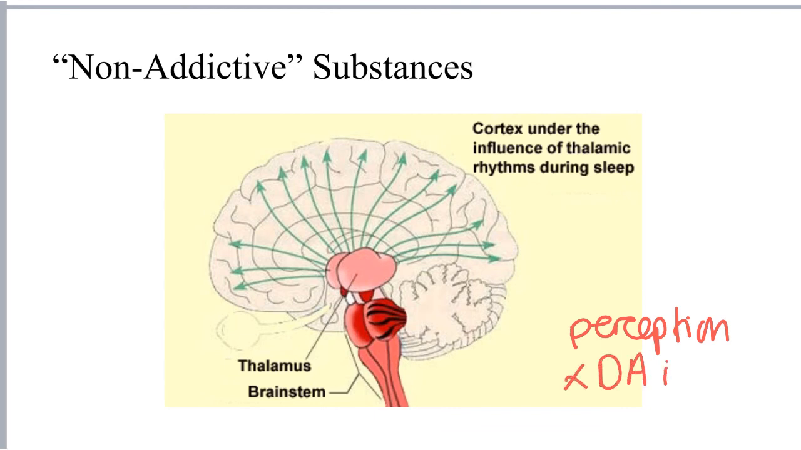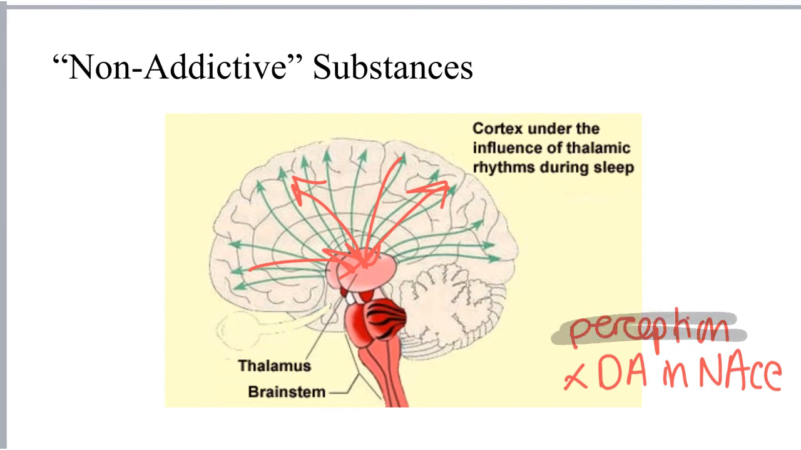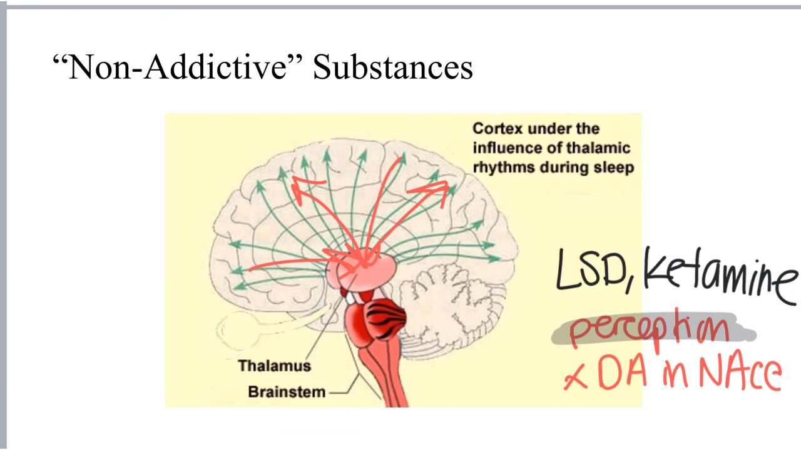Rather, these are drugs that target corticothalamic neurons or cortical and thalamic circuits to influence perception and visual function. These non-addictive substances are drugs like hallucinogens like LSD or dissociative anesthetics like ketamine that still can cause long-term effects like flashbacks or an irreversible schizophrenia-like psychosis, but are typically thought of as non-addictive because of the lack of dopamine release.